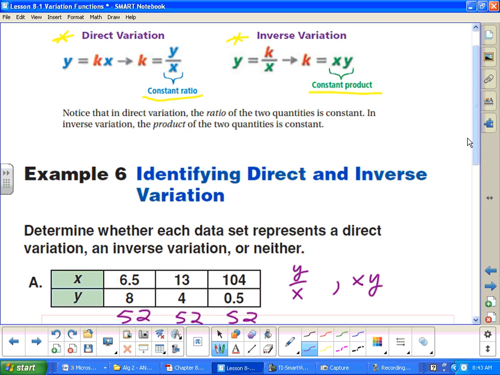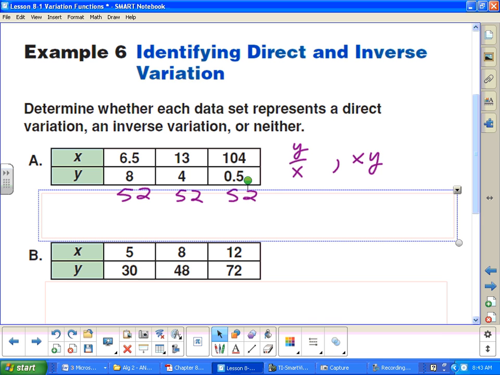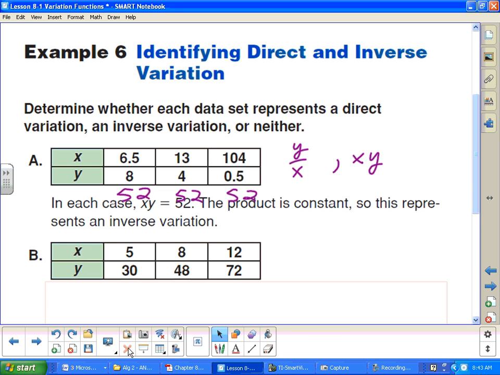Well, let's look at the data for a moment, too. What happens to y as x gets bigger? It's getting smaller. So that's an indication for us, too. As x gets bigger, y gets smaller, so it's probably inverse variation. So I check it by multiplying all the x and y's together, and they are the same, so it does represent an inverse variation problem.